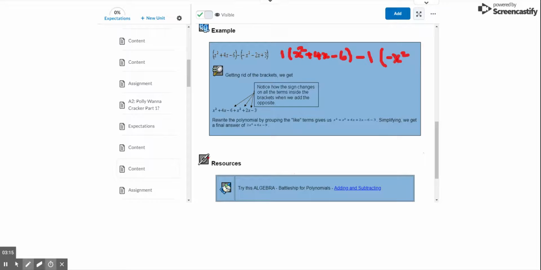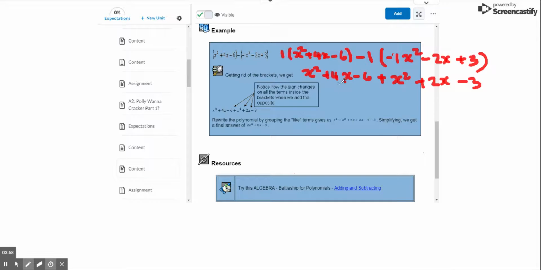squared, or I should say minus 1x squared, because we never write the ones in math. Because when we're multiplying by 1, 1 times any number doesn't change it. Minus 2x plus 3. 1 multiplying everything inside a bracket doesn't change it. A minus 1 multiplying everything inside the bracket changes all its signs. Minus 1 times minus 1 gives you a plus 1. Minus 1 times 2 gives you a plus 2. And minus 1 times positive 3 gives you a minus 3.